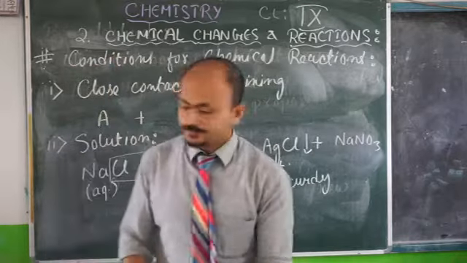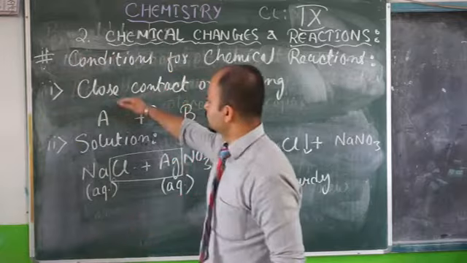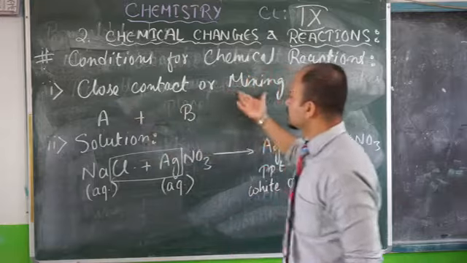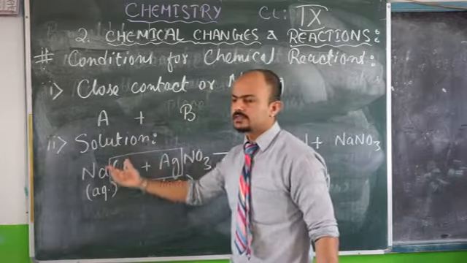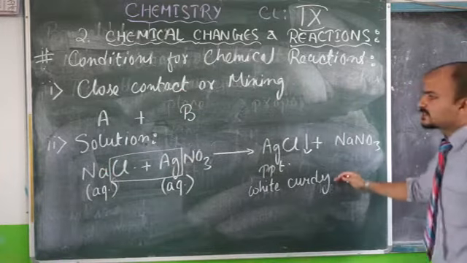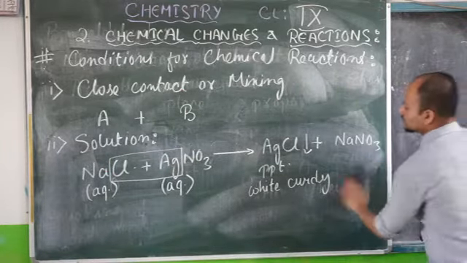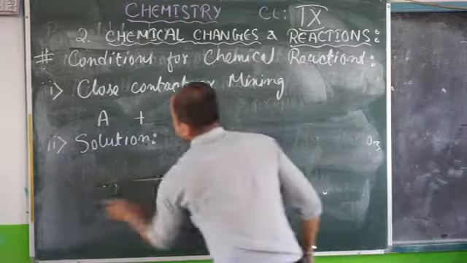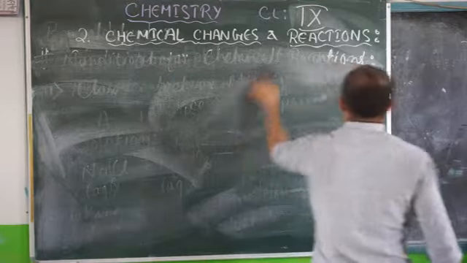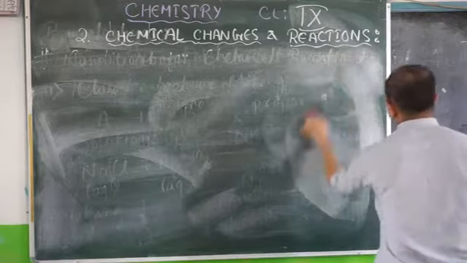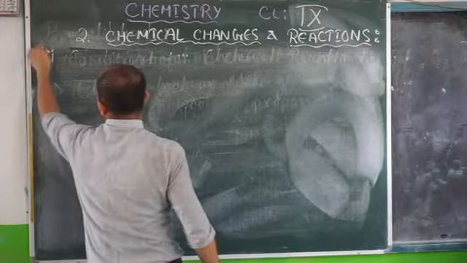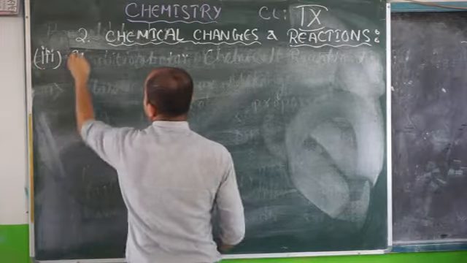Now there are other conditions as well. The first one is that they have to be mixed. The second one, they have to be in the solution state or in the liquid state. Hope you have noted this down. The third condition for a chemical reaction to take place is heat.